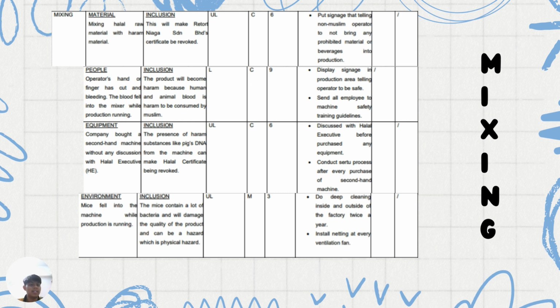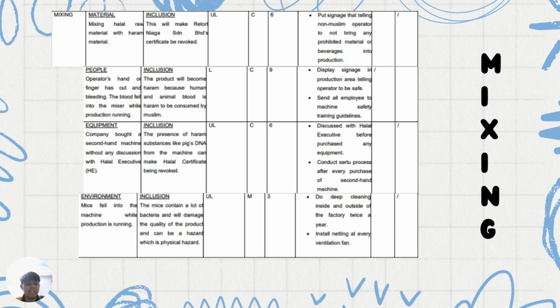Why we choose mixing is because of four causes, and the first one is material. Mixing halal raw material with haram material. The inclusion is that this will make the company's halal certificate be revoked. The likelihood is unlikely because we always make sure that our machine is well inspected. The severity is critical, and the risk ranking is 6.